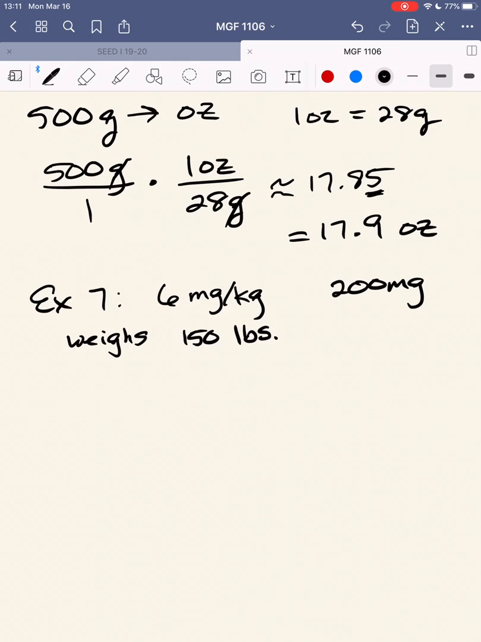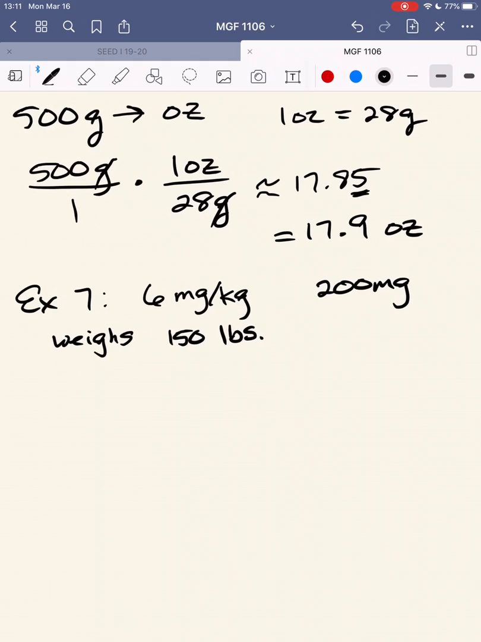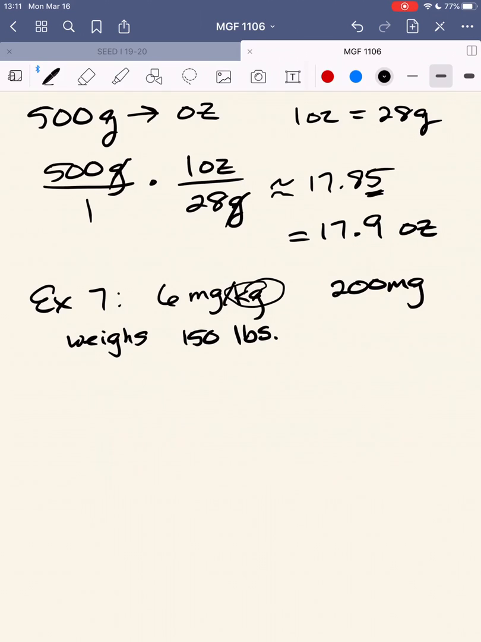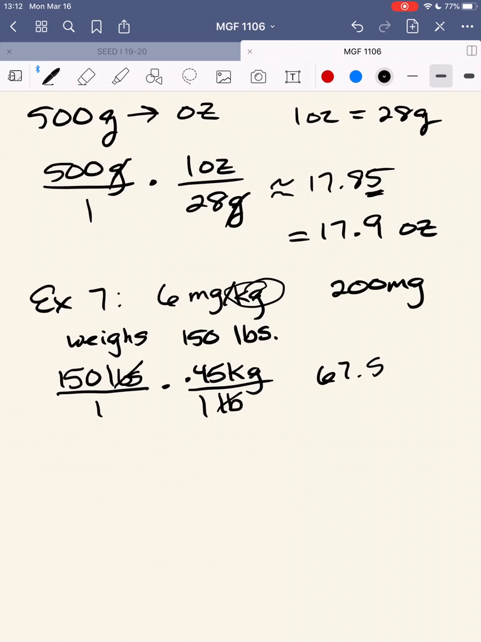So I'm going to go ahead and convert this person's weight to kilograms first, because the dosage is in terms of kilograms. So I need to transpose this person's weight. So I have 150 pounds over 1, and I have 0.45 kilograms is equal to 1 pound. Go ahead and do the math for that. I end up with 67.5 kilograms.